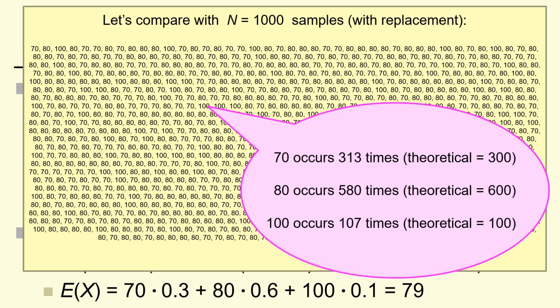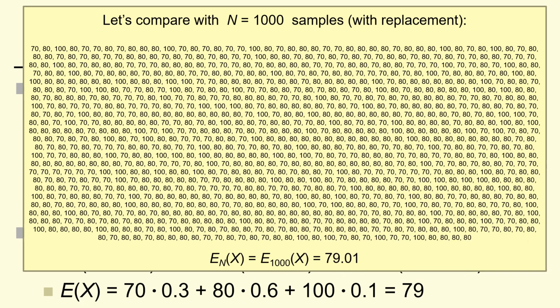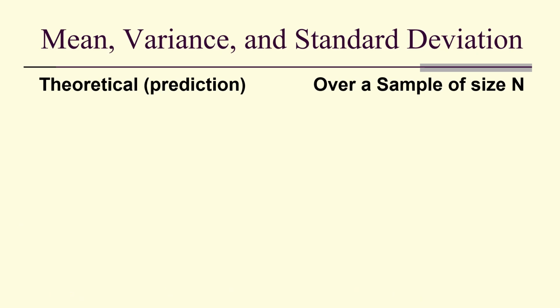70 occurs 313 times versus a theoretical expectation of 300. 80 occurs 580 times. 100 occurs 107 times. And the sample mean for these 1,000 trials is 79.01.